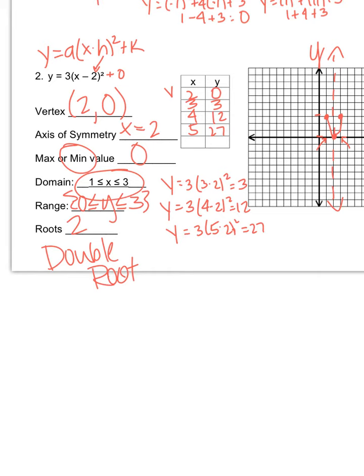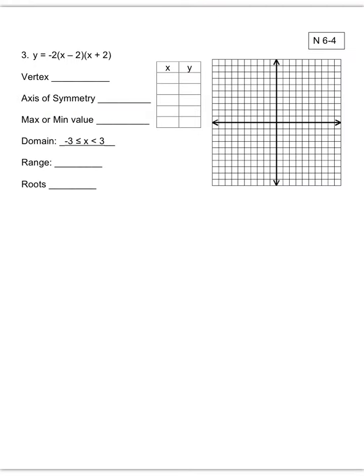Okay, so now let's take a look at this third example. First decide what form it's in. So this would be root form. Okay, so remember, roots are your x-intercepts. So your R1 would equal 2, and R2 would equal negative 2.